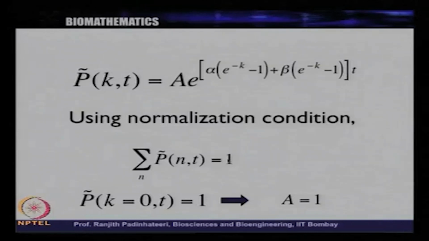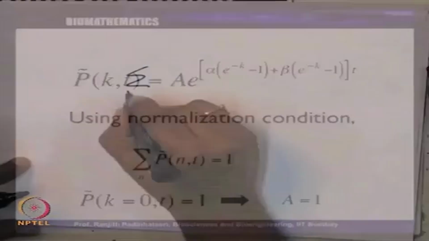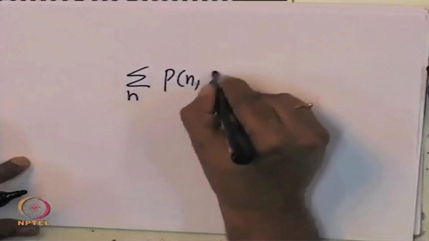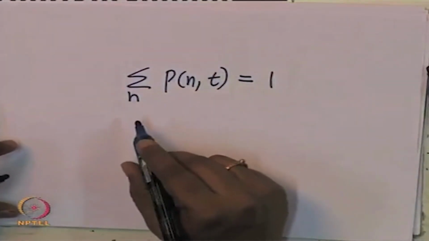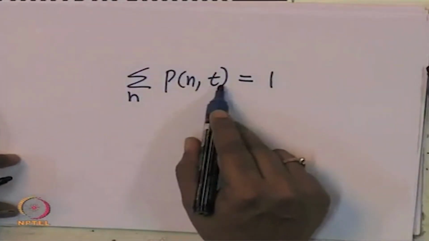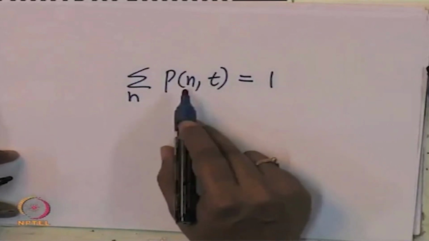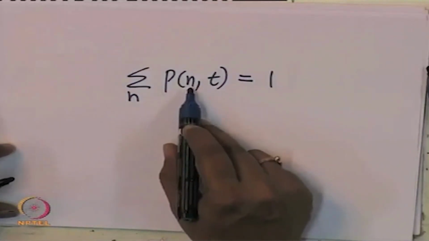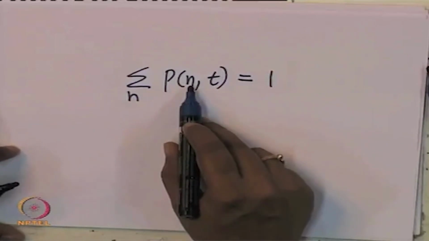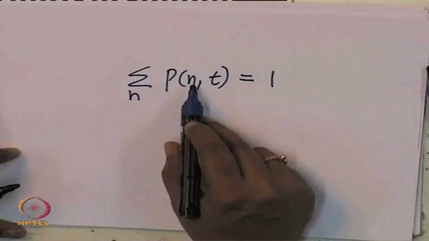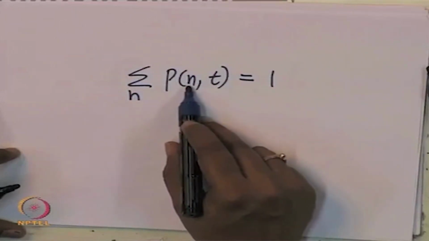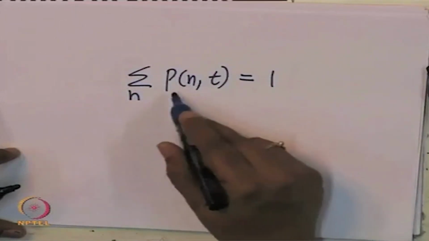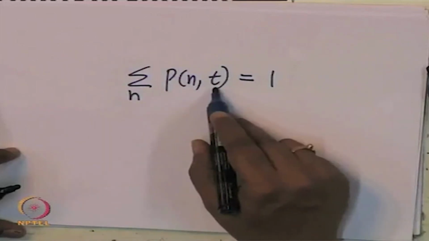So, the sum over n of p_n at a particular time has to be 1, because at any particular time there will be probability to have 0 filament plus 1 filament plus 2 filament, that is, probability to have filament of 0 length plus 1 length plus 2 length, 3 length. So the sum of all probabilities has to be 1.